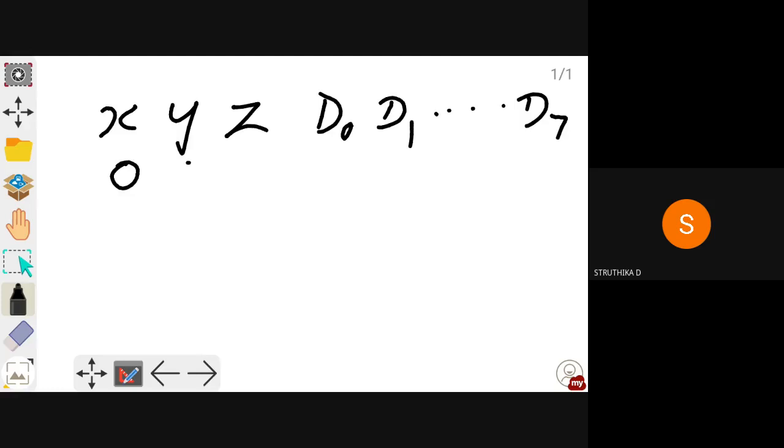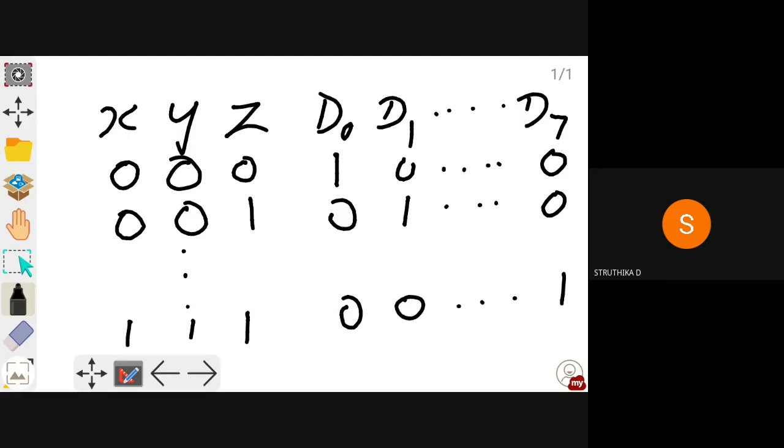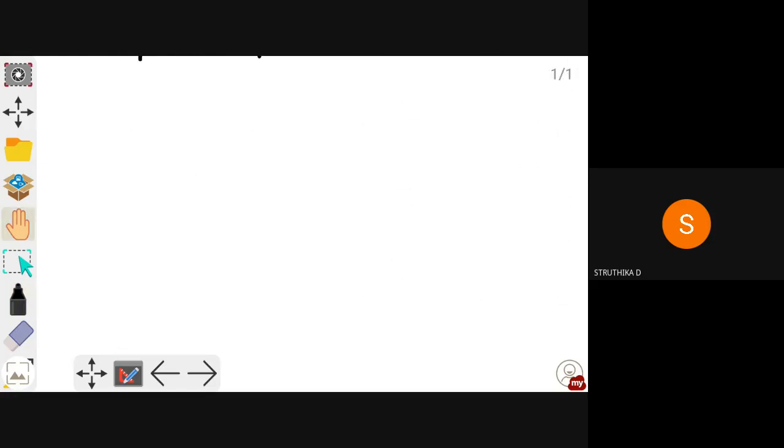So depending upon the value, that is depending upon the minterms, the particular minterm number will be 1. That is for 0, 0, 0, D0 will be 1 and the rest will be 0. For 0, 0, 1, D1 will be 1 and the rest will be 0. Similarly for 1, 1, 1, everything will be 0 and D7 will be 1. So this is the truth table and you would have designed this using an AND gate.